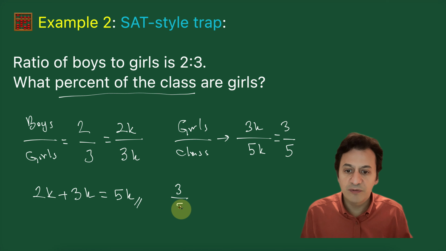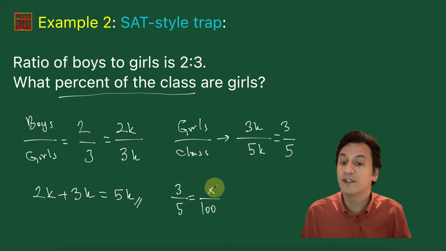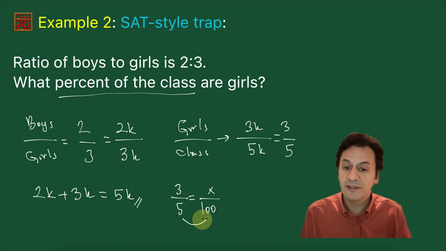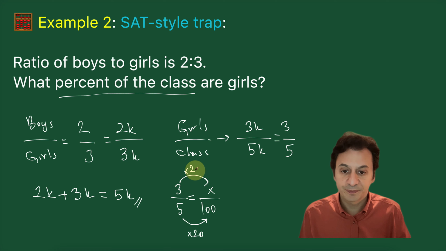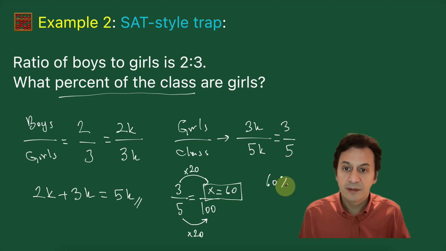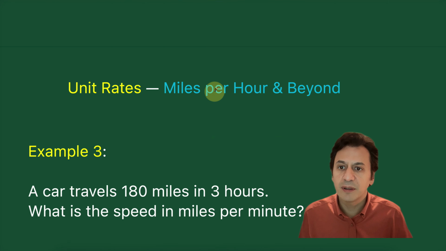So 3 over 5 equals to, now the denominator is 100 since it asks the percent, so I have to find this x. Again, I can use the technique I just used. I expand this by 20, as you can clearly see, because 100 divided by 5 is 20. So I need to multiply this by 20. Okay, and it makes 60. So 60% of the class are girls. This is the answer. Let's proceed to the next one.